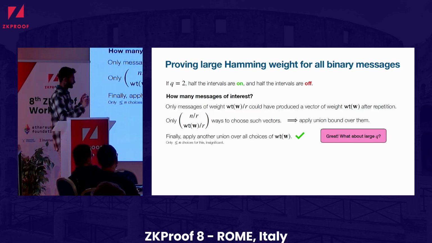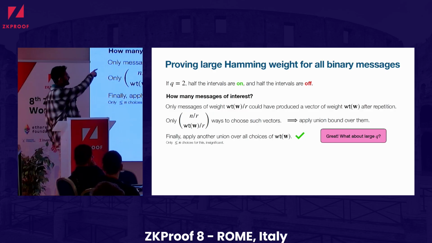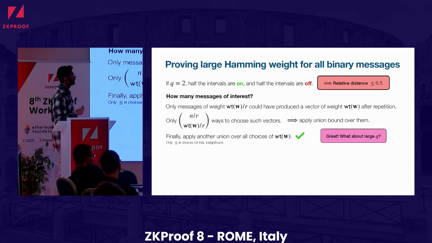So that's great. But what about large Q? So far, we have really been only discussing the binary case. One of the not so great things about the binary case is the first sentence over there, that half the intervals are on and half the intervals are off, which restricts your relative distance to be at most 0.5. Just because of this property, and in general for binary codes as well, you cannot have relative distances that are more than 0.5.